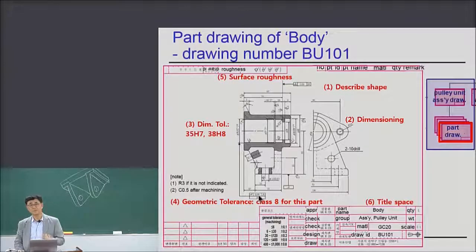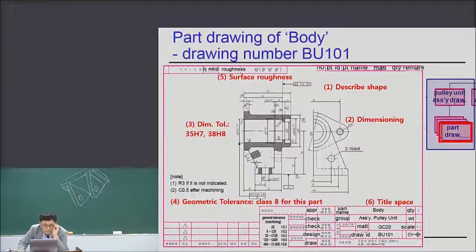So 50 micron, according to the nominal dimension 66, which is the distance between the axis and the bottom plane. So the parallelism of 0.05, which is 50 micron, according to 66, is class 8. Geometric tolerance, class 8. Okay? You get me? Okay?